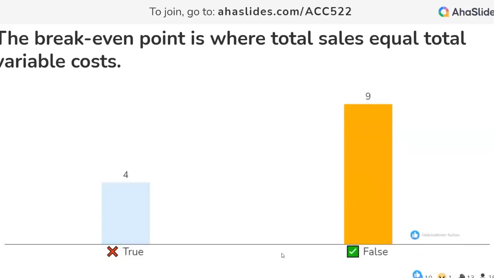Right. Break-even point is where total sales equal total costs, both fixed and variable.